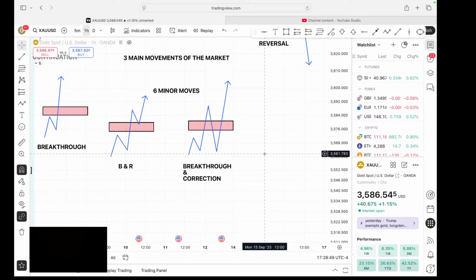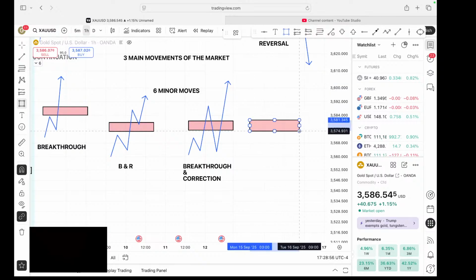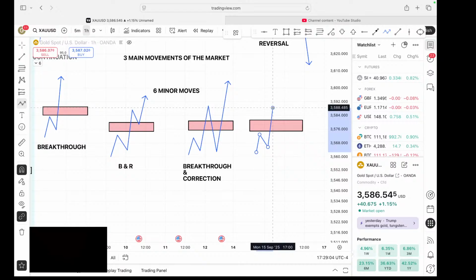All right, the next move is a false breakout. This is when price breaks through, but immediately comes back down.